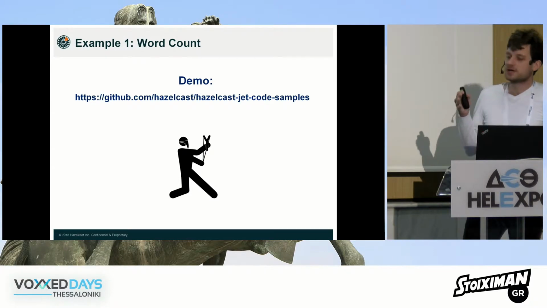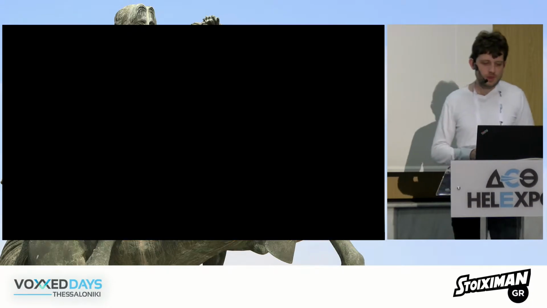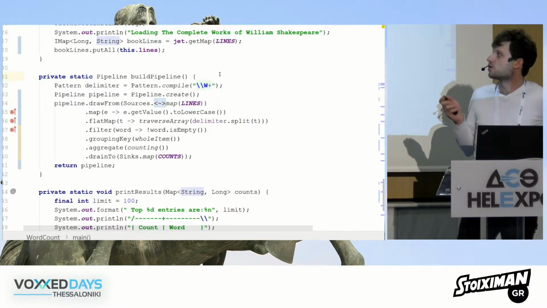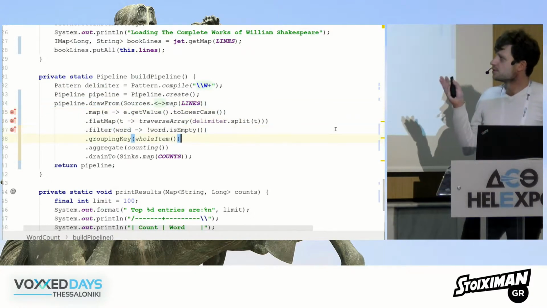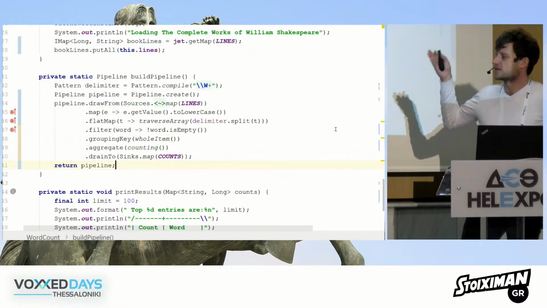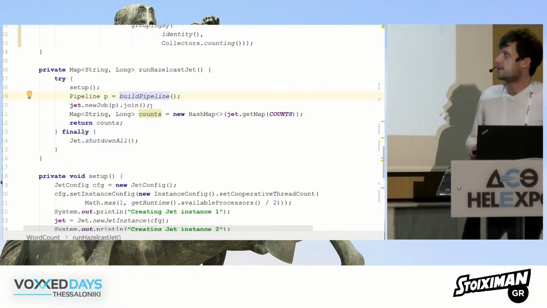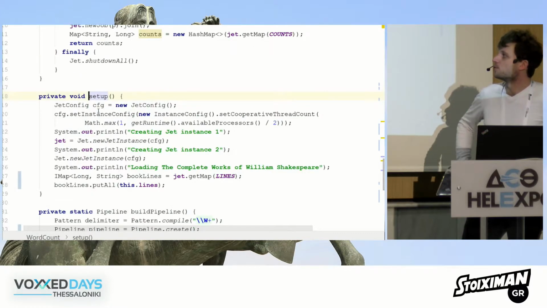This word count is an official demo on our Hazelcast Jet page, so you can look at it and run it. If we look at the demo, first look at the code. The code is exactly what we had on the slide. We build a pipeline which is actually the algorithm. We can now look where we use this pipeline. That's the whole code. So we first set up, then we build this pipeline, then we put it into a job.